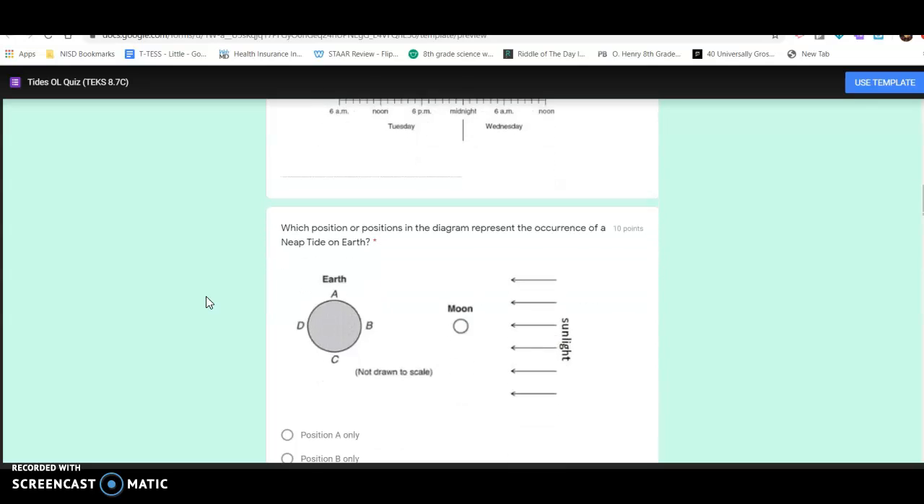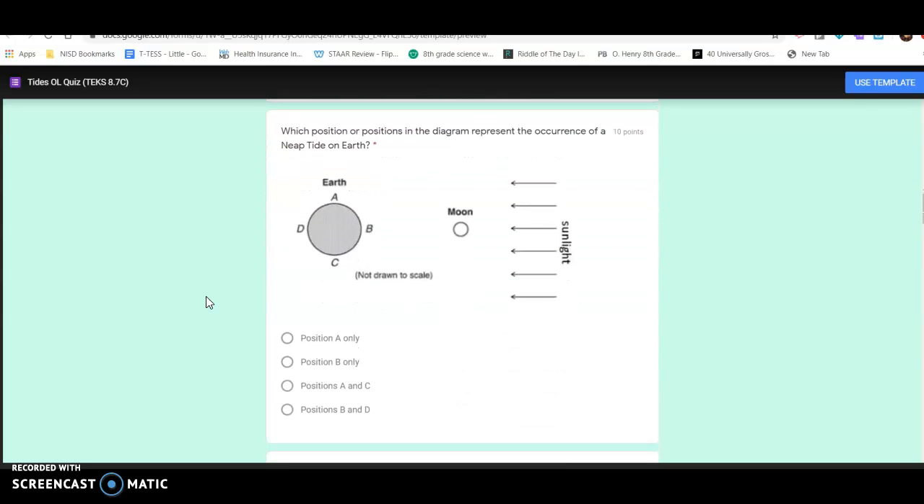Okay, next question. Which position or positions in the diagram represent the occurrence of a neap tide on Earth? So you've got your sun over here, the direction of the sunlight going from right to left. You've got the moon, and it's asking you about these 4 positions. So tell me where I would find the occurrence of a neap tide. Would it be at position A, so the moon would be here, position B, here, position A and C, so here, or positions B and D? Where would I find the occurrence of a neap tide here on Earth?